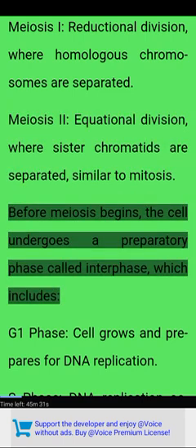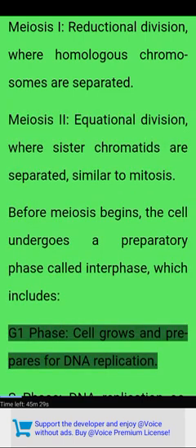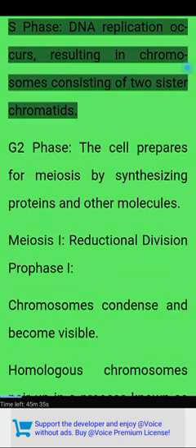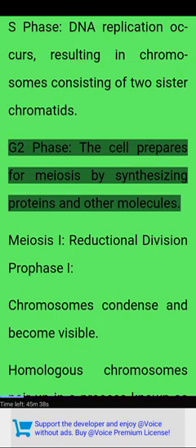Before meiosis begins, the cell undergoes a preparatory phase called interphase, which includes G1 phase, cell grows and prepares for DNA replication. S phase, DNA replication occurs, resulting in chromosomes consisting of 2 sister chromatids. G2 phase, the cell prepares for meiosis by synthesizing proteins and other molecules.